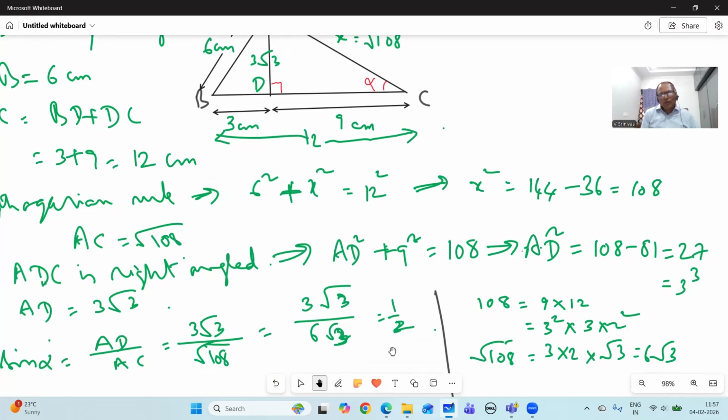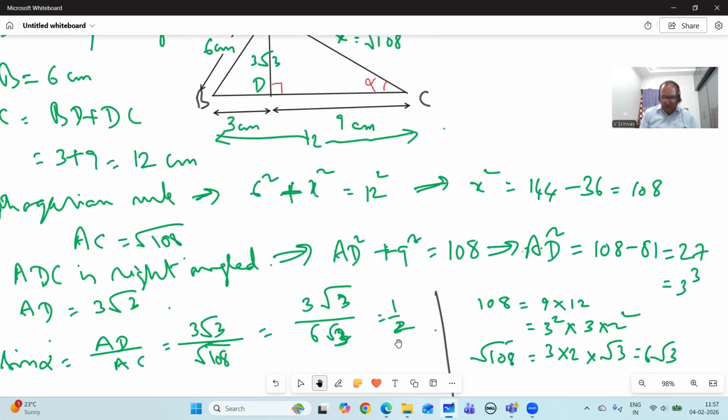So that's what we are asked. We are asked to compute sin alpha, and we obtained that as half. So this completes the solution.